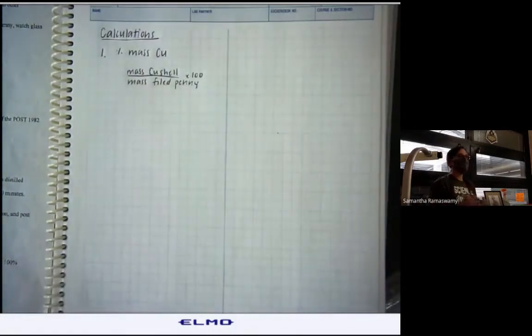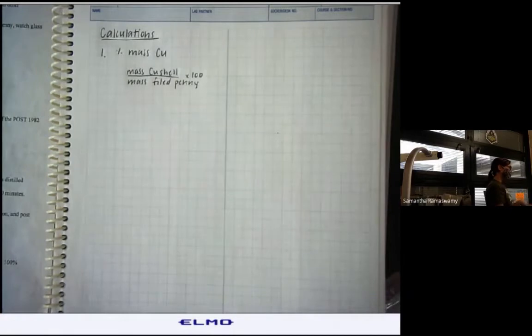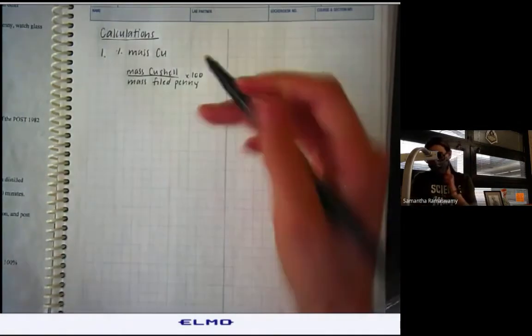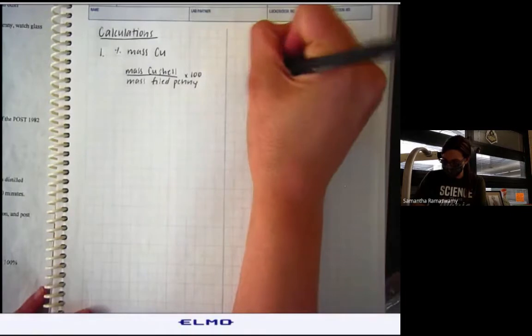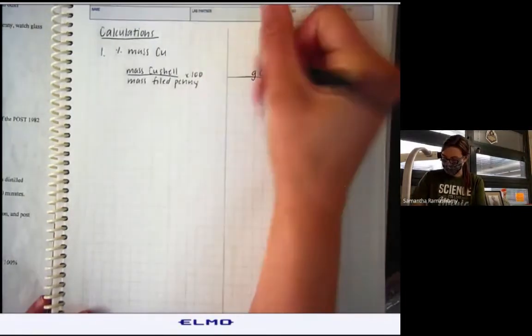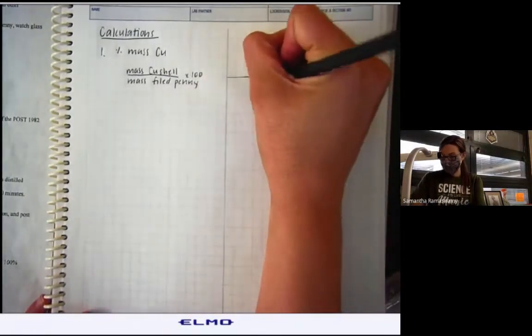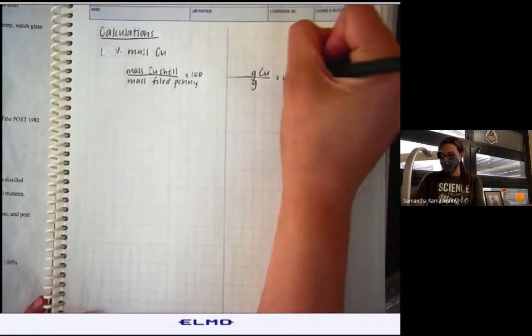Because percent by mass is part over whole. So, for example, if I wanted to know what's the percent of boys in this class, count up the number of boys, divide by the total number. Or same thing with girls. What's the percent of girls in this class? Count up the number of girls, divide by the total number. Well, it's the same thing for this. So we take the mass of the copper shell. So I'll put grams of Cu over the total mass of the filed penny times 100.